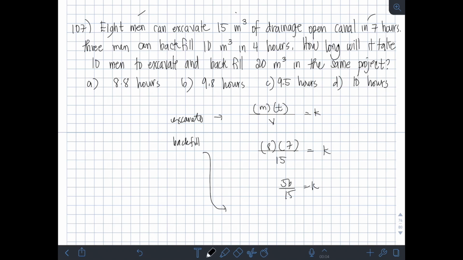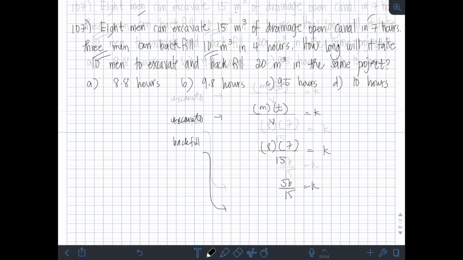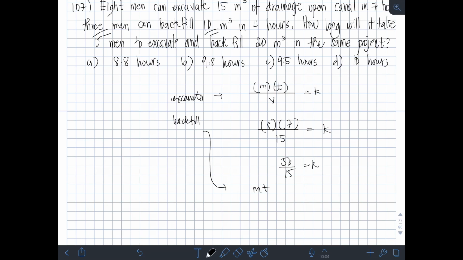So, this time, 3 men can backfill 10 cubic meter in 4 hours. So, MT over V ulit equals, let's say, another variable for constant C. So, meron tayong number of men na 3 times time na 4 over yung volume na 10 equals C. So, ilan yung C natin dyan? 6 over 5. So, C is 6 over 5.